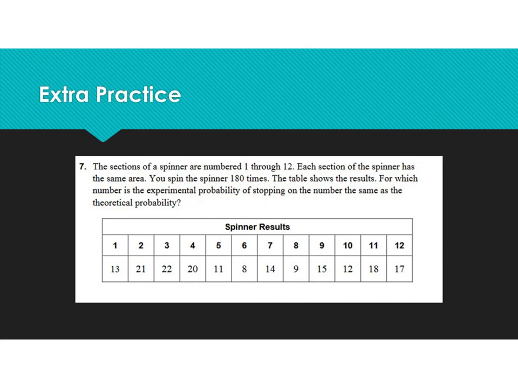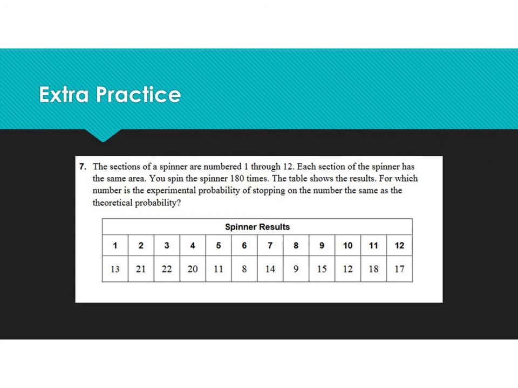All right, one last one about the difference between theoretical and experimental. We have a spinner that's numbered 1 through 12. Each section in the spinner has the same area, which means you're equally likely to land on any of the spaces. And you're going to spin this spinner 180 times. So like you landed on 1 13 times. You landed on 2 21 times. You landed on 3 22 times. If we add all these up, they should make 180 because you spun the spinner 180 times.